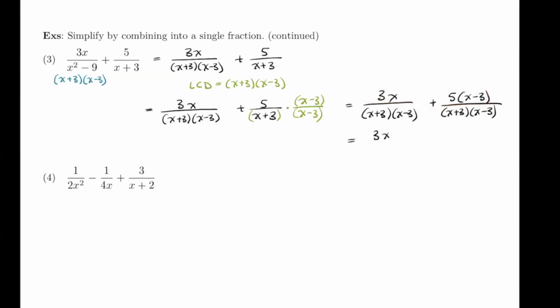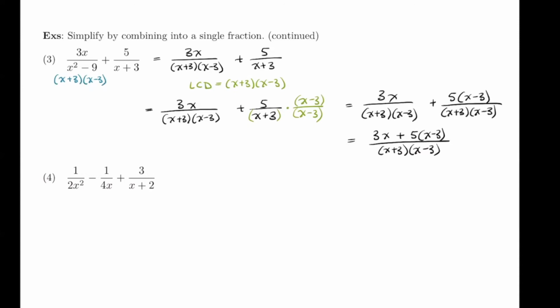We will get 3x plus 5 times x minus 3. And then we keep the common denominator. So we can write that as x plus 3 times x minus 3, or if you prefer, you can write that as x squared minus 9. Now remember, the last thing to do is to see if the numerator can be simplified further.